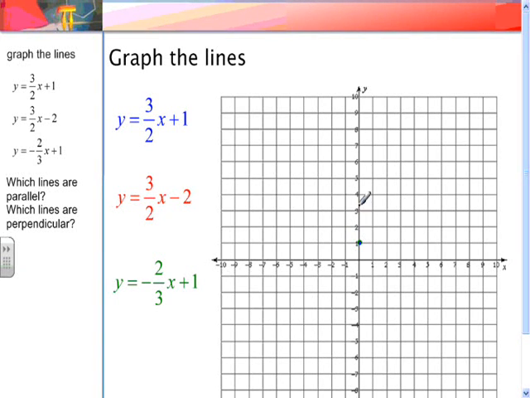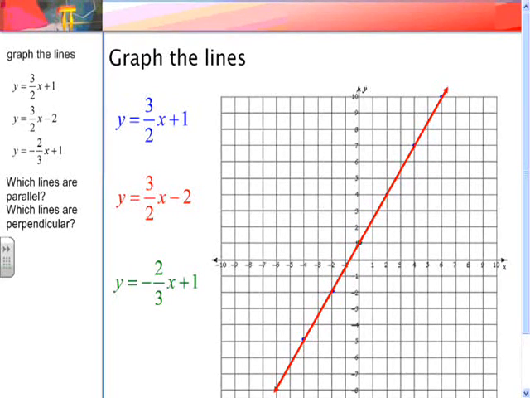So we're going to go up 3, over 2. Up 3, over 2. Up 3, over 2. And then we can even go down 3 and back 2 to get a few more points on the line. Okay, and so then we will connect the dots here.